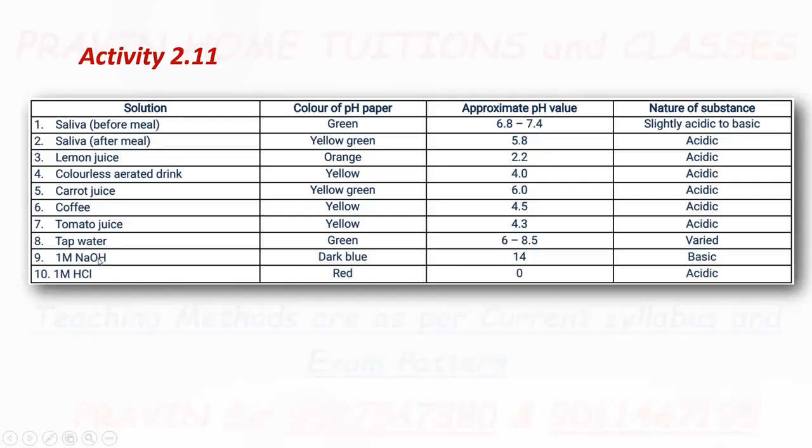Sodium hydroxide, NaOH, dark blue color, approximate pH value 14, it is basic, a strong base. Hydrochloric acid, red in color, pH paper color red, approximate pH value 0. So 0 means acidic, a strong acid.